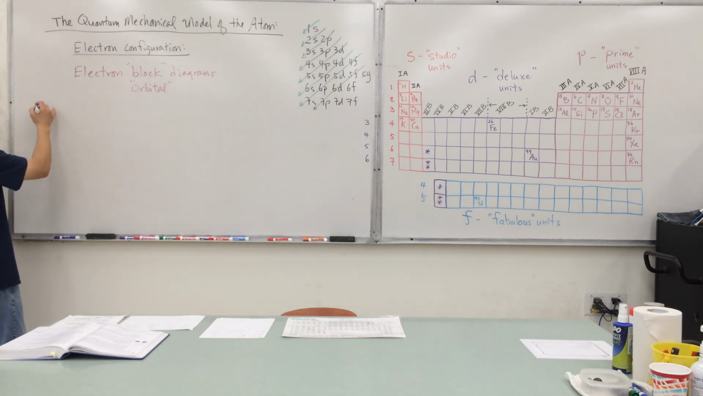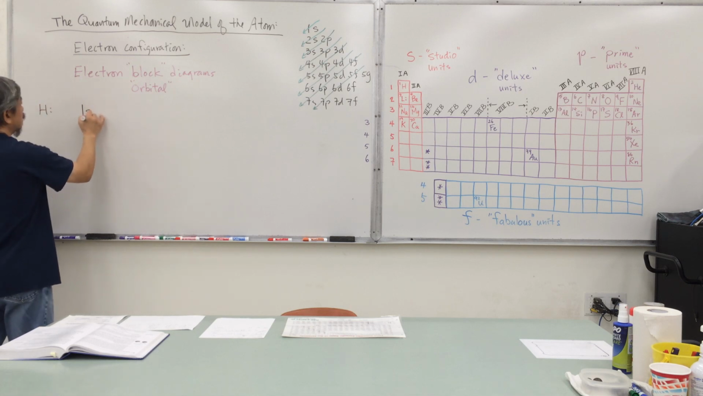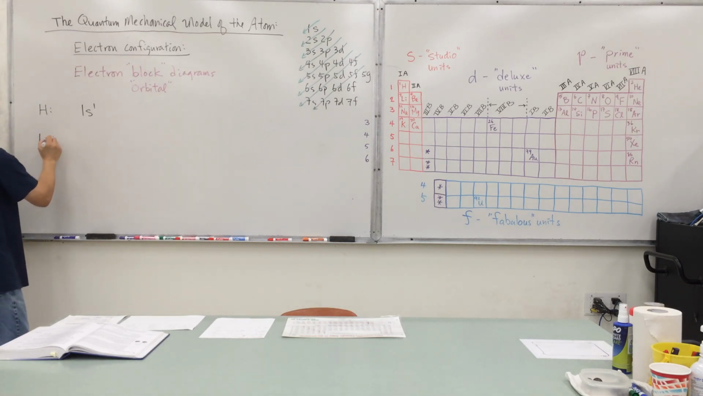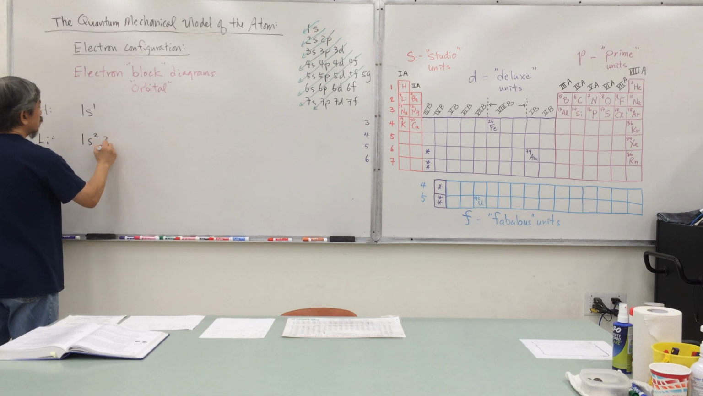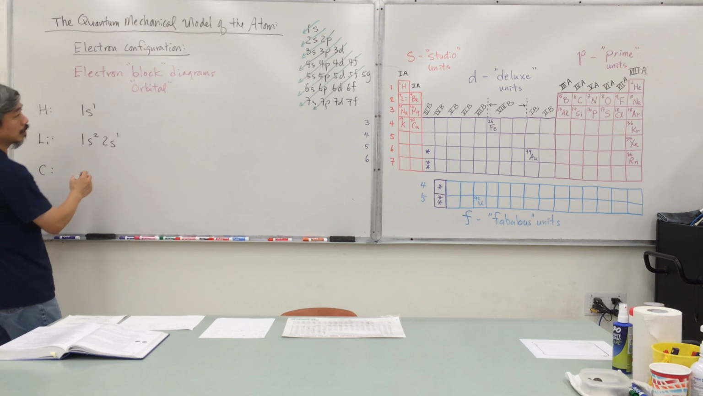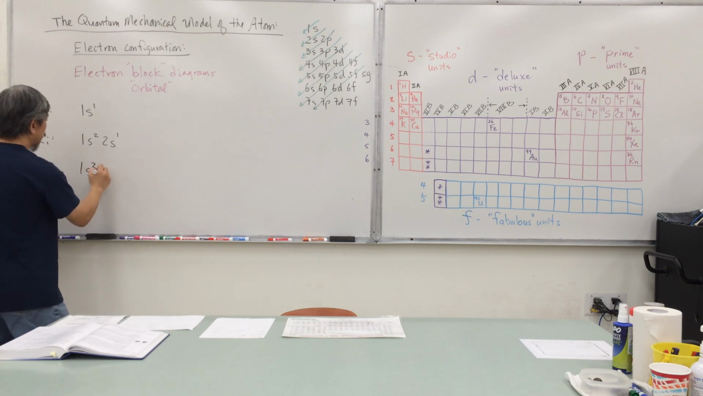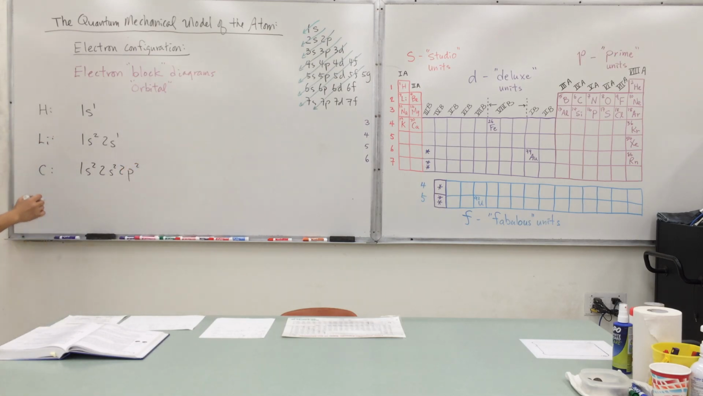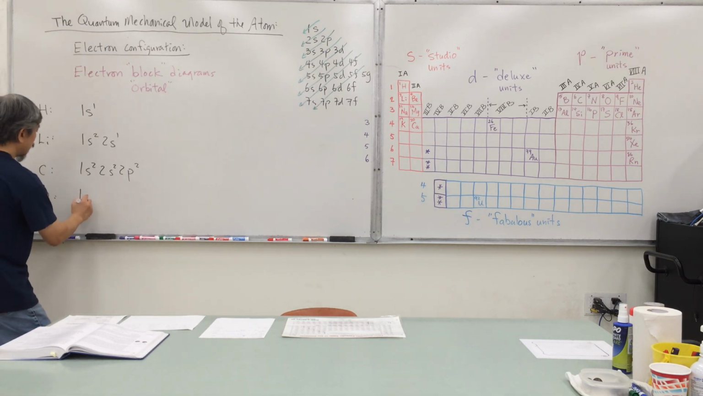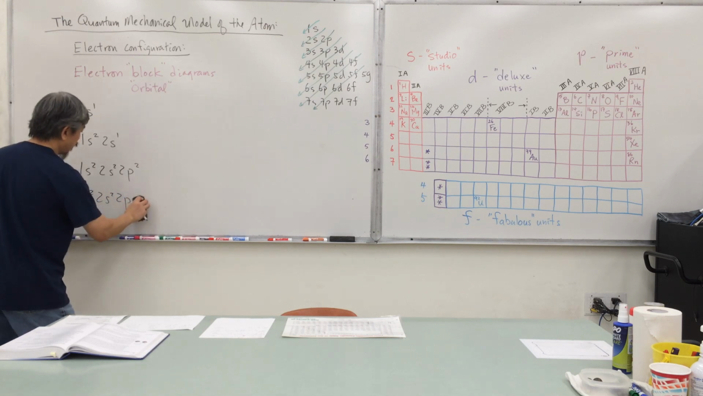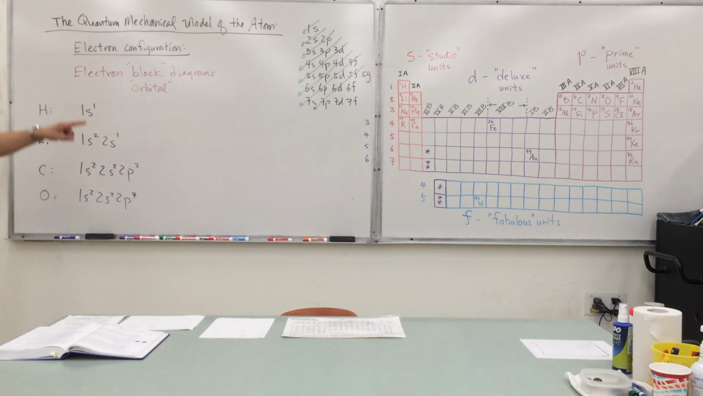So let's take a look at hydrogen over here. Again, remember hydrogen has the electron configuration 1s1. That's pretty nice, okay? And if I look at lithium, this has 1s2, 2s1, 3 electrons, okay? If I look at carbon, this will be 1s2, 2s2, 2p2, okay? Let's do one more. Let's do oxygen. It will be 1s2, 2s2, 2p4, okay, for 8 total for oxygen.